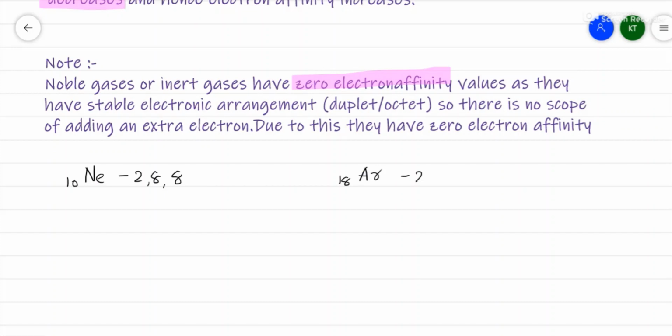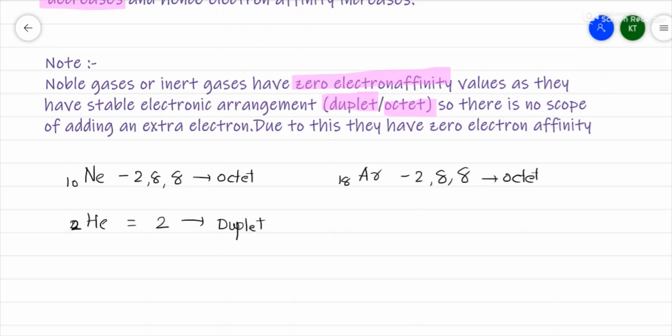288, and this also 288. If I take helium, atomic number 2, it has electronic configuration 2. Helium has a duplet completed, neon has an octet completed, and argon has an octet completed. So all your noble gases, that is helium, neon, argon, krypton, xenon, radon, have either a duplet, like helium, and all the rest have an octet completed.